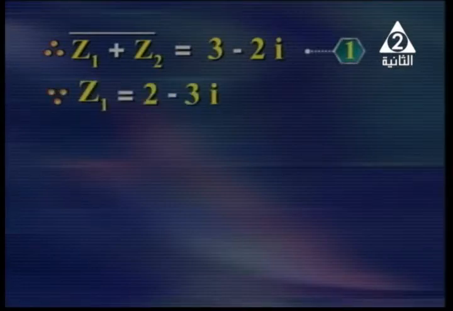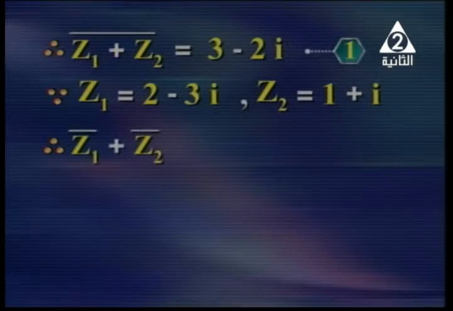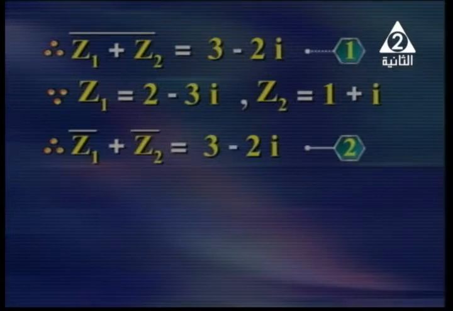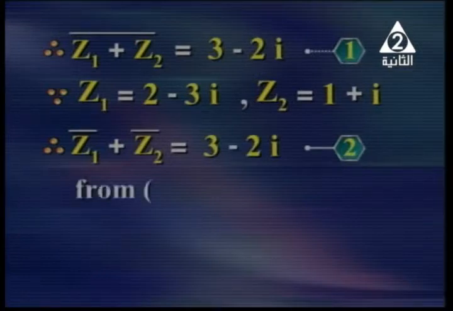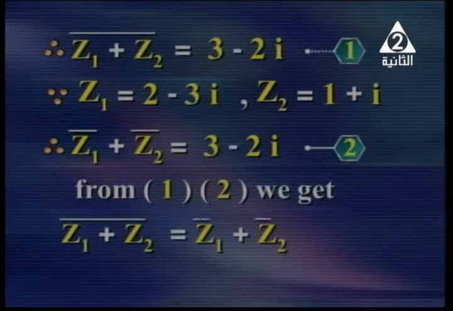Since z1 equals 2 plus 3i, its conjugate is 2 minus 3i, and z2 conjugate is 1 plus i, we take the conjugate of the first plus the conjugate of the second. The answer must equal 3 minus 2i. What do you deduce? Excellent, student. When we find the conjugate of the sum of two complex numbers, the result is the sum of the two conjugates. From 1 and 2 we get that the conjugate of z1 plus z2 equals the conjugate of the first plus the conjugate of the second.